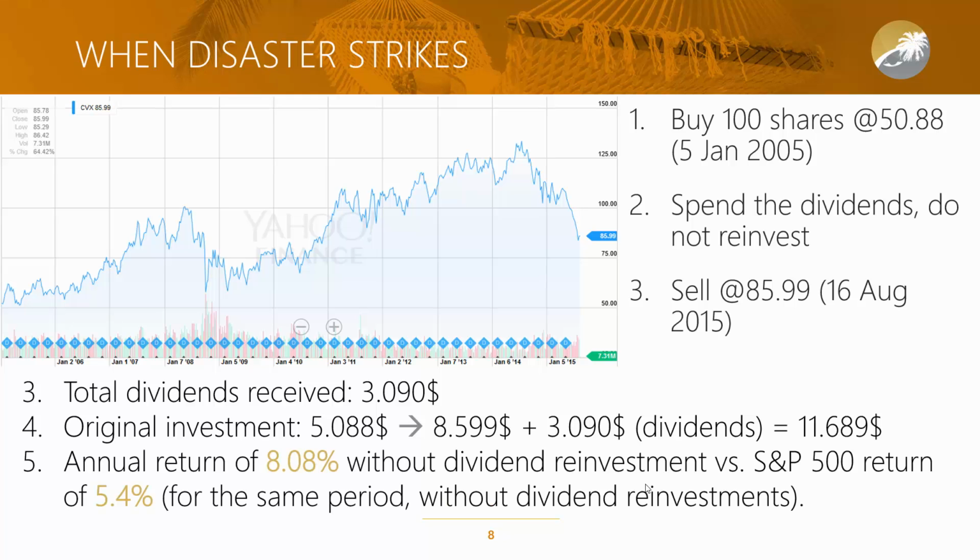And this gives you an annual return of 8% without dividend reinvestment, while the S&P 500 index returned 5.4% in the same period without dividend reinvestments. Another market-beating performance, even in this nightmare scenario. Now look at that stock price chart, the steep fall, and then look at the annual return figure and draw the conclusion. Invest in quality dividend payers when their stocks are attractively priced and hold them for the long run. If on top of this you diversify as well, you'll be unstoppable.